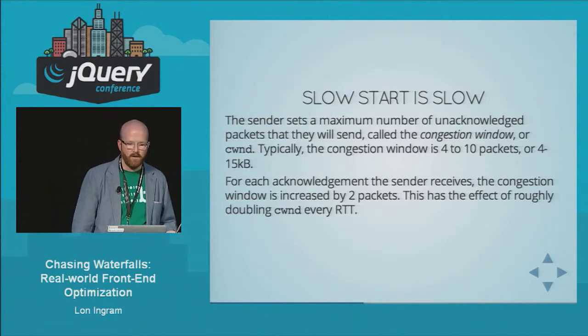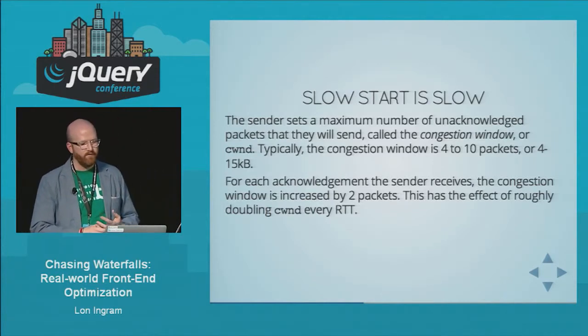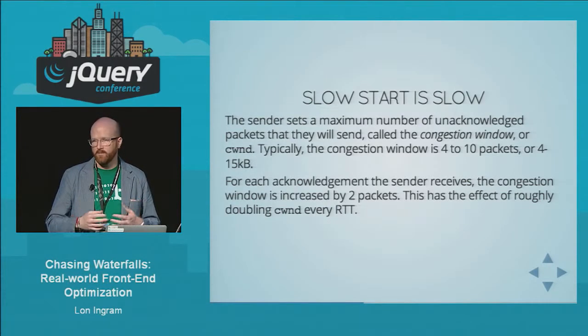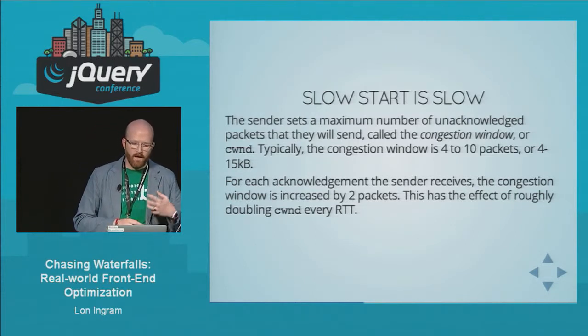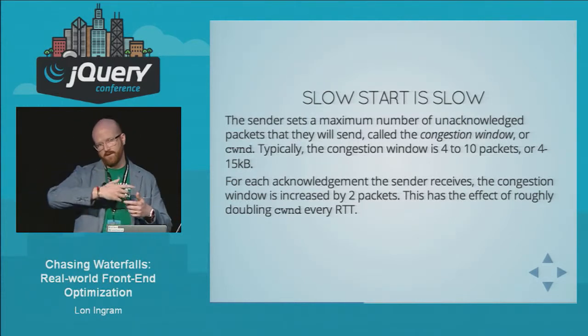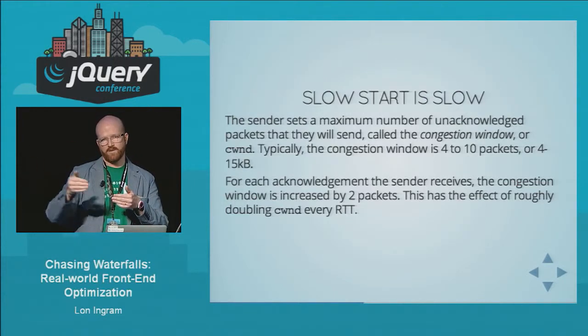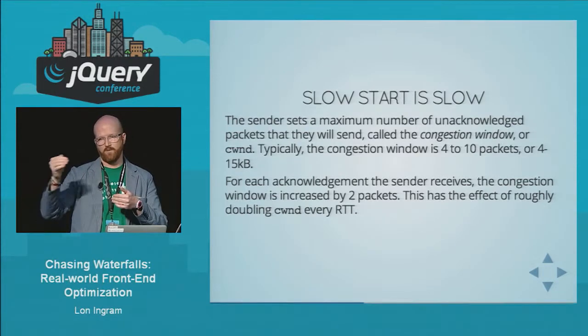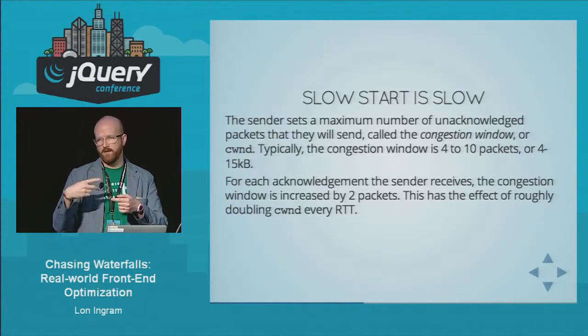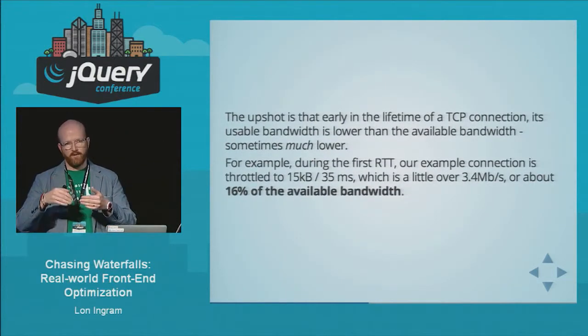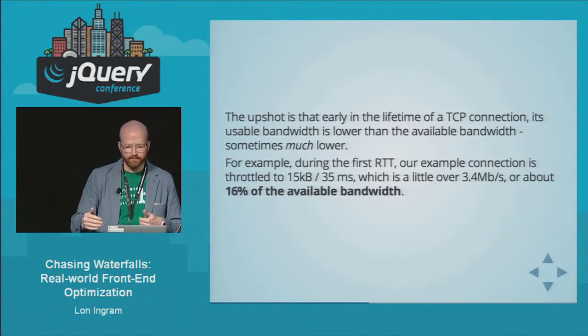This thing is called a congestion window, or C-wind, and it's typically 4 to 10 packets. That works out to about 15 kilobytes on most computers. If you have a long enough latency in the pipeline, the sender will transmit 10 packets, and then it'll wait for acknowledgments to come back. Each time it gets an acknowledgement, it'll increase its C-wind by 2. The upshot is that essentially every RTT, you're going to double your C-wind.